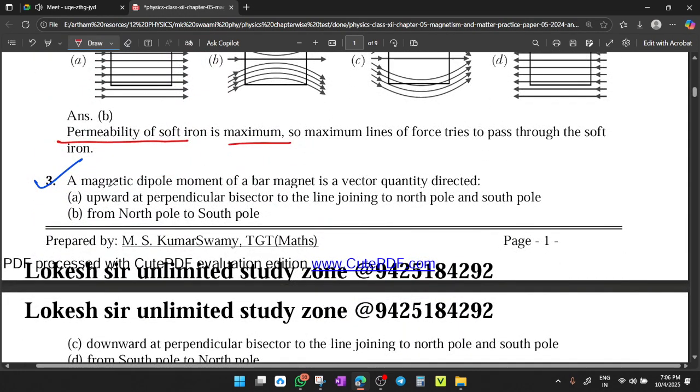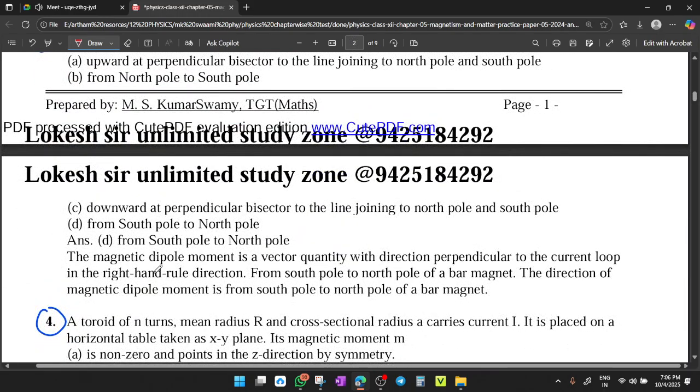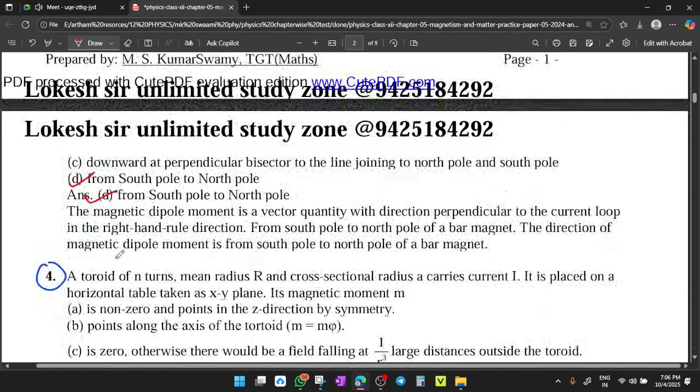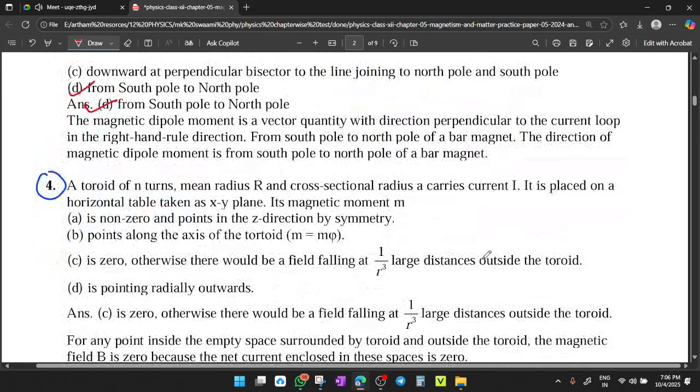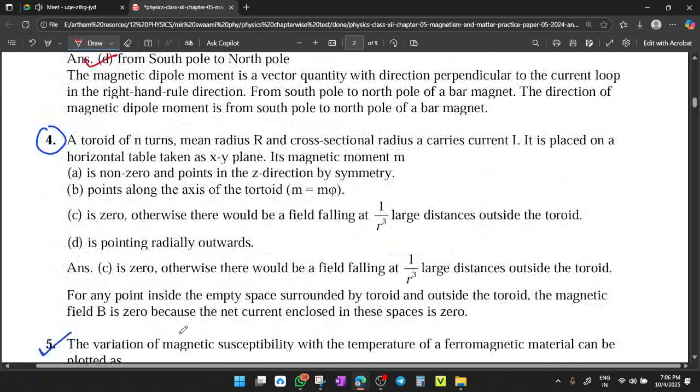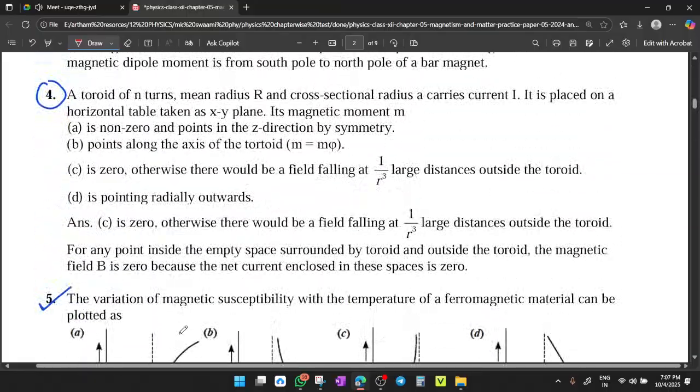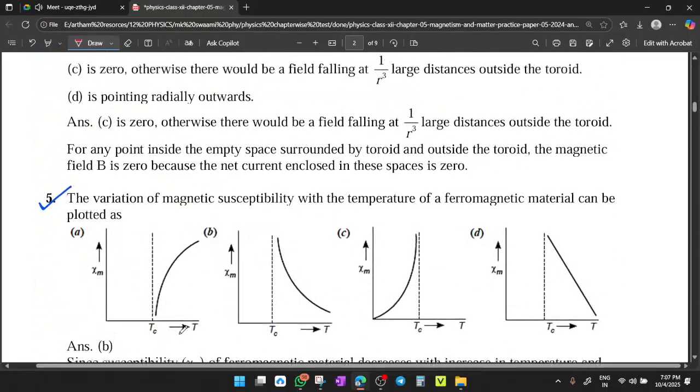Third question: the magnetic dipole moment of a bar magnet is a vector quantity directed, very obviously, from south pole to north pole. So D will be the correct answer, from south pole to the north pole. The magnetic dipole moment is a vector quantity with a direction perpendicular to the current loop, given by the right-hand rule. For a bar magnet, the direction of the magnetic dipole moment is from south pole to north pole. The fourth question is out of syllabus now because it is about a toroid, so you don't have to do this one.